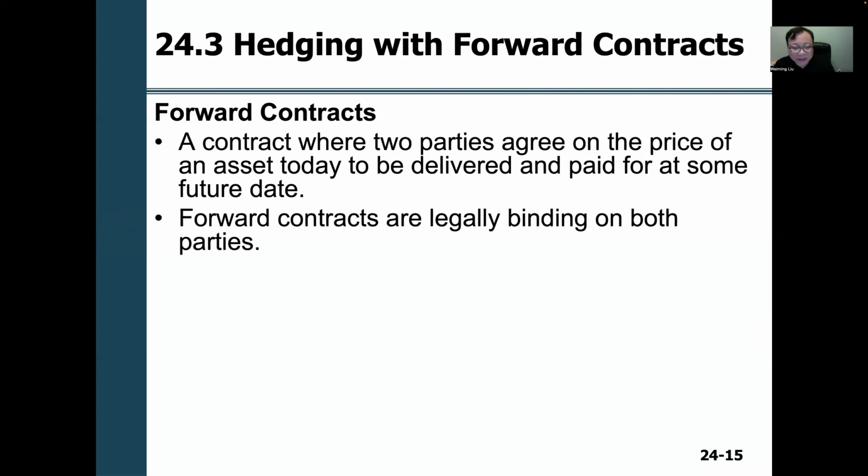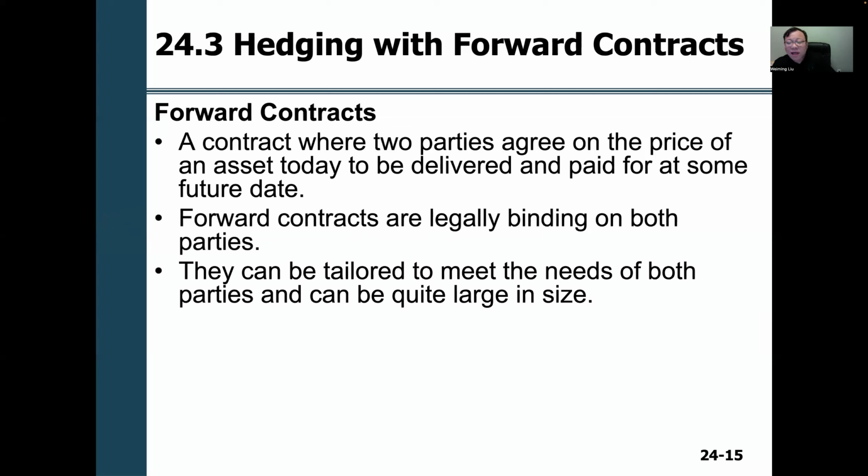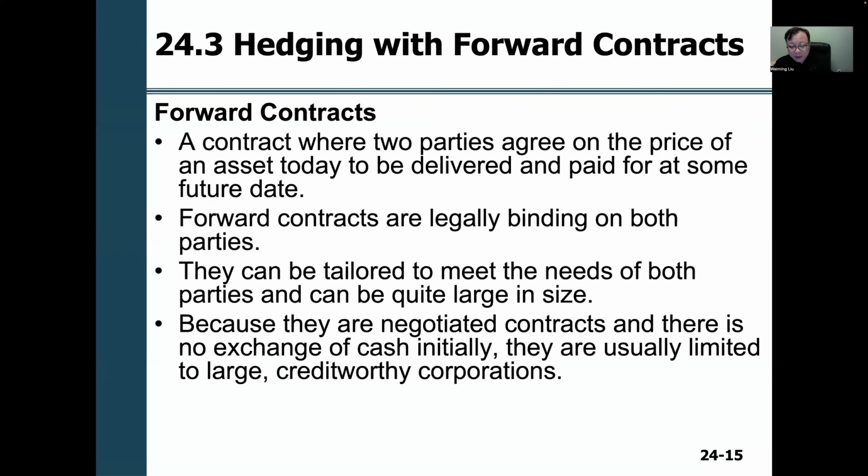Forward contracts are legally binding on both parties, so they have legal implications and enforcement. They can be tailored to meet the needs of both parties and can be quite large in size. Maybe one party doesn't like the risk, but the other party wants the risk, so eventually they can make a deal. It will be good for both. Because they are negotiated contracts and there's no exchange of cash initially, they are usually limited to large and credit-worthy corporations.